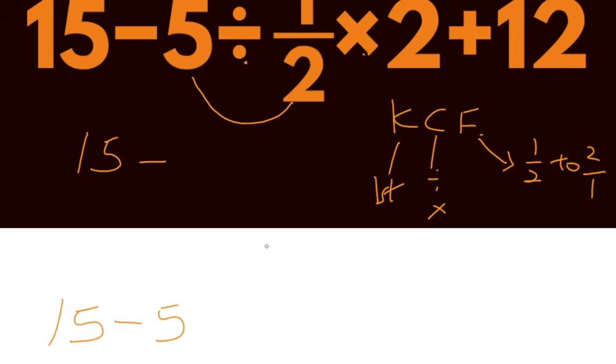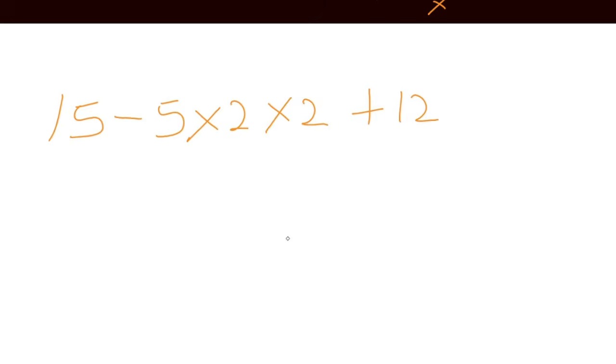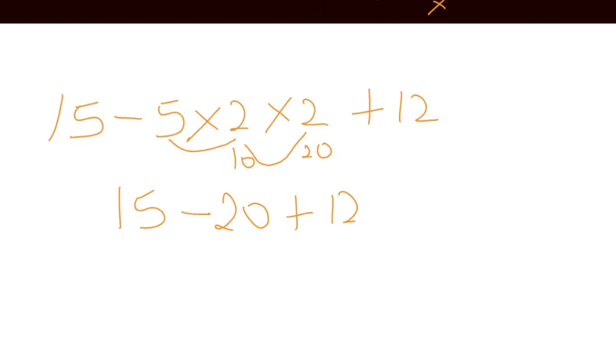So now let's rewrite the question to be 15 minus 5. Then once we use the keep, change, flip rule here, this becomes times 2, then times 2, and then plus 12. Now that we've eradicated division from the question, we have multiplication now. We have to multiply before we subtract or add. So now we have 15 minus 5 times 2 gives 10, and 10 times 2 gives 20. So we have 15 minus 20 plus 12.